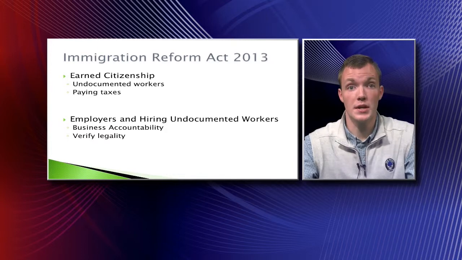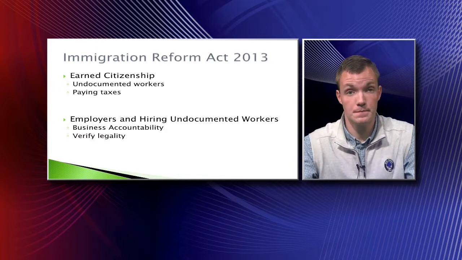The third category is earned citizenship. Obviously, the main issue with immigration is legal citizens. And the two main points under the earned citizenship portion of this Immigration Reform Act are undocumented workers and paying taxes. The President's proposal provides undocumented workers a legal way to earn citizenship.